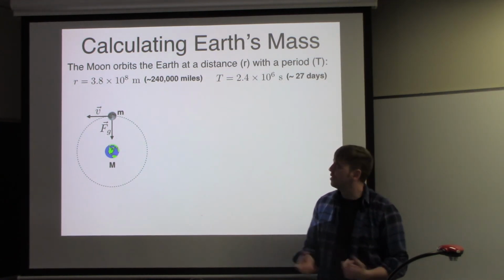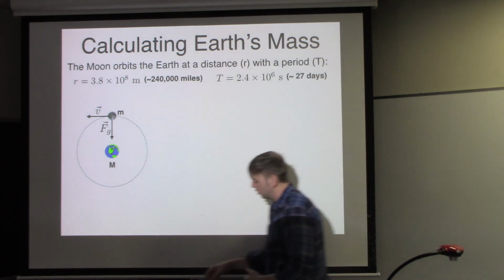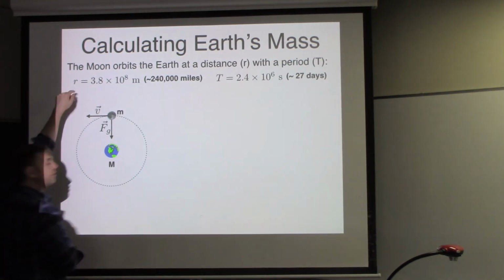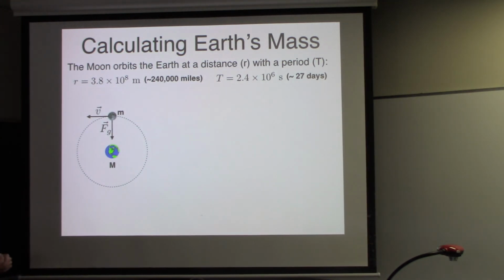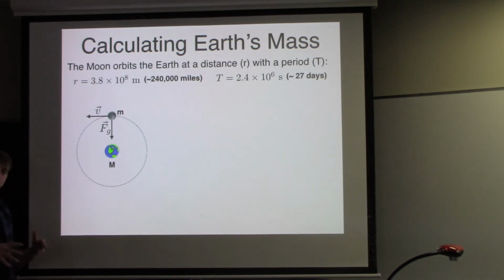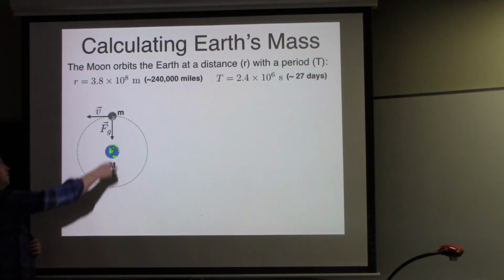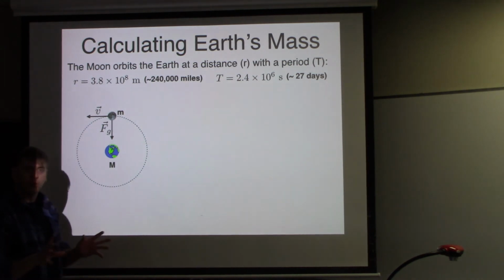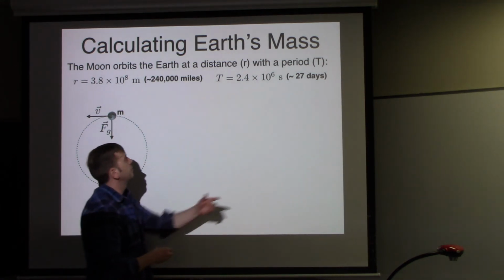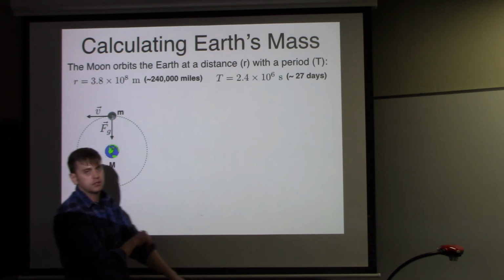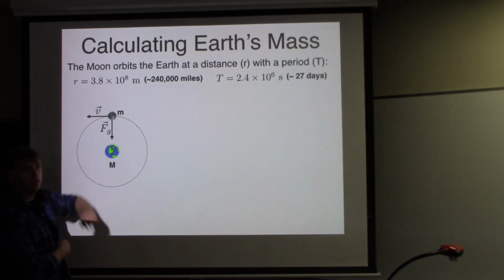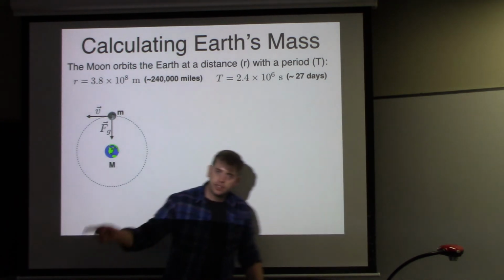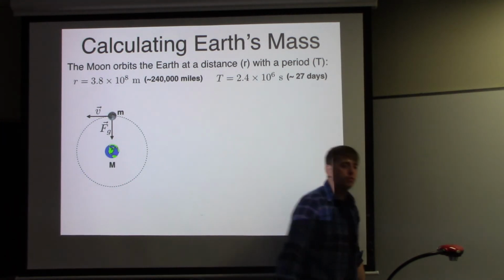And we know some information about that orbit. I think you'll recall that the distance to the Moon is about 3.8 × 10^8 meters, which is about 240,000 miles, for reference. And the period of the Moon's orbit around the Earth is about 27 days, which in seconds is about 2.4 × 10^6. So this is the radius of the Moon's orbit, and this is the period, how long it takes for the Moon to go around the Earth one time. It's about 27 days.